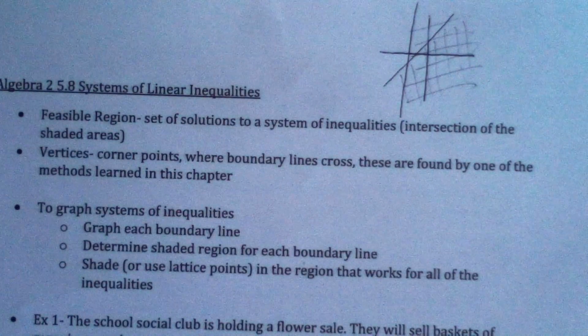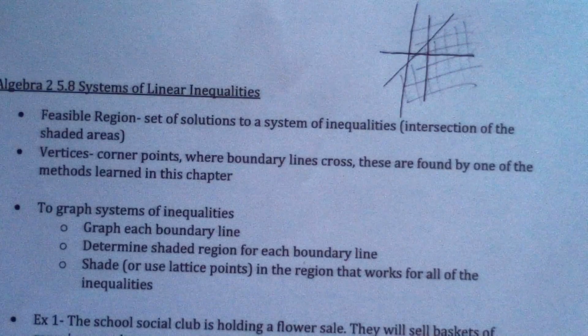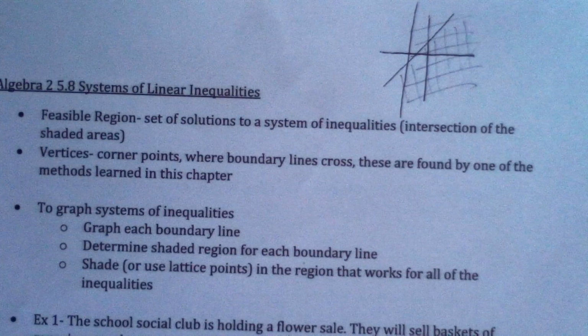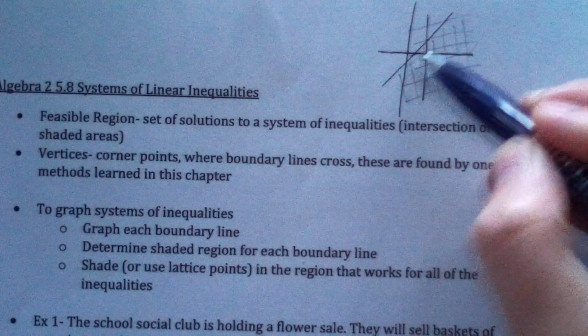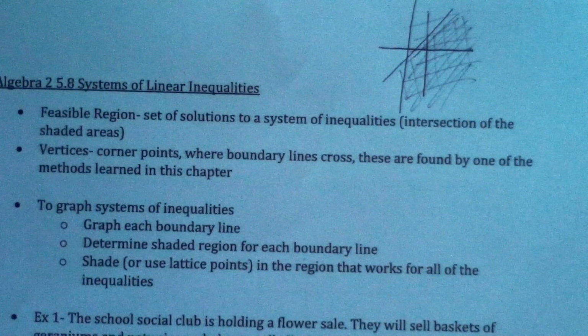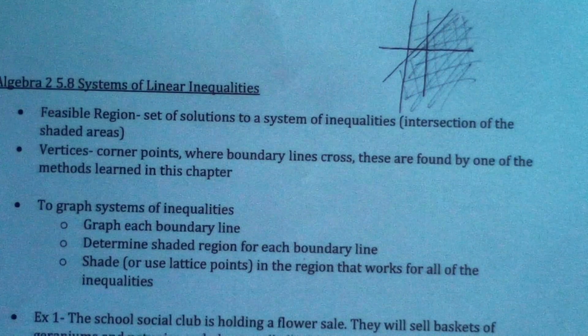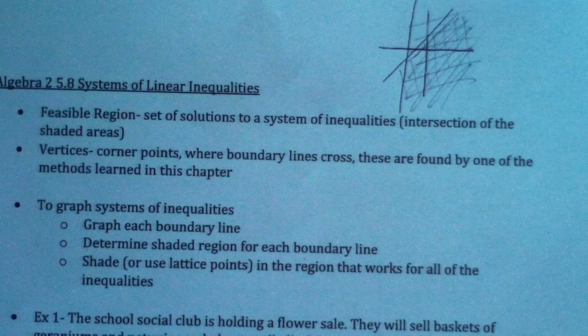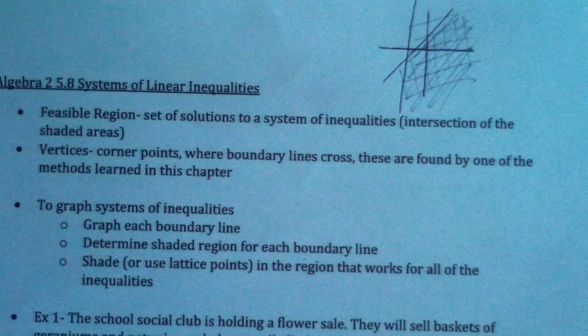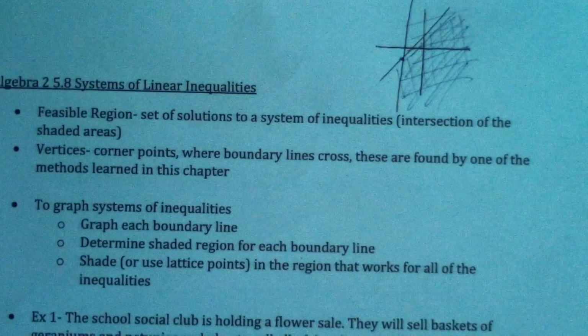And that's called the feasible region, the set of solutions that works for that. So my area there, right in there, that I had as double shaded, would be considered the feasible region, okay? And then the vertices of a feasible region are basically your corner points where your boundary lines cross each other. So in this case, there'd be a vertex right there because that's where our boundary lines cross. And you'll see some of those when we go through the examples.